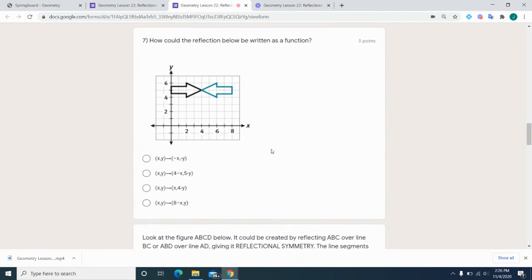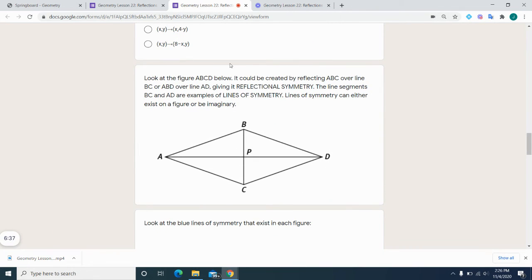Okay, so now the last thing that we're looking at is this idea of a line of symmetry. So if you look at this figure right here, it has something called reflectional symmetry, because what happens if you take this triangle ABC, and flip it over the line BC, notice you have the same triangle on the other side. So basically you could draw this line in the middle and you have the exact same figure on both sides. That means this object has reflectional symmetry.